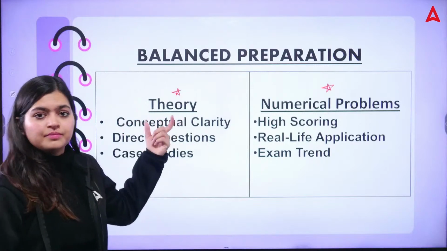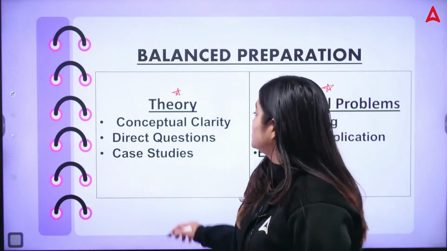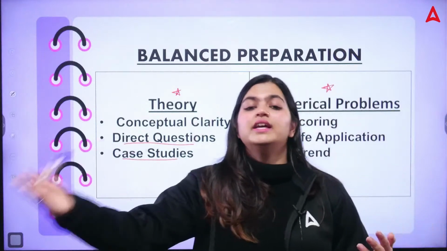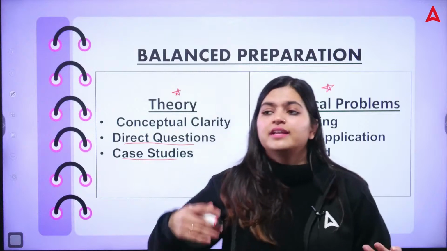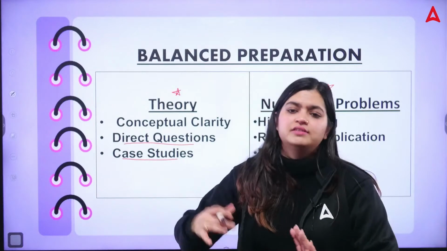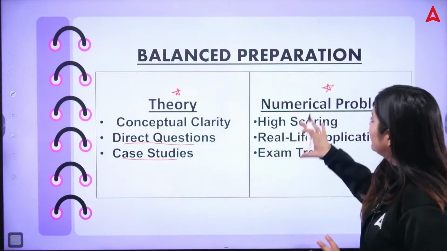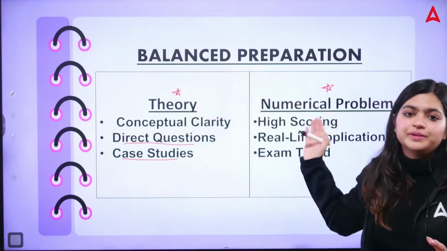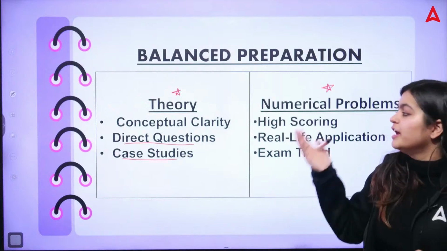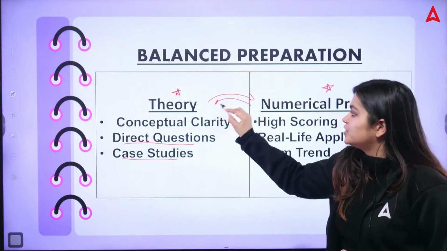Because theory is very important for clearing your concepts. Based on that, they are asking direct questions. They are framing case studies. Direct questions based on the definition, based on the different contributors. They are asking the book name, who wrote this particular book, which contributor gave that particular phrase, advantages, disadvantages. So theory is very important, that is sure. But for understanding the numerical problems, again we require the theory. Because before understanding the formula, we need to understand the theory part. So both are interlinked with each other.